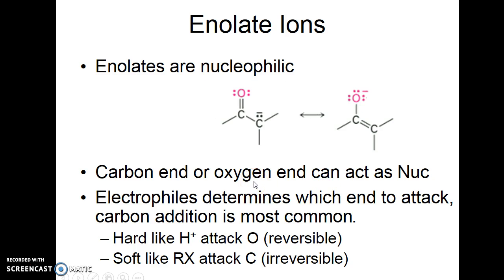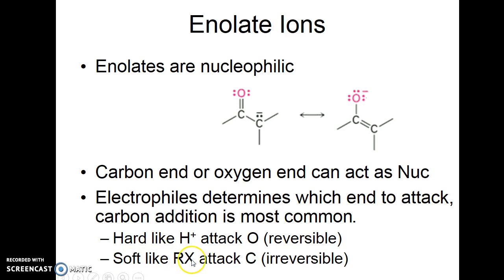Enolate ions not only can undergo halogenation, but they can be nucleophilic, and they can attack electrophiles. Now, there are hard and soft electrophiles, and the electrophile determines which end of this enolate would act. Hard electrophiles like acids will protonate the oxygen. Soft electrophiles like alkyl groups attack the carbon. And protonation on the oxygen, well, that's reversible and will give you the ketone. We're not really interested in that.